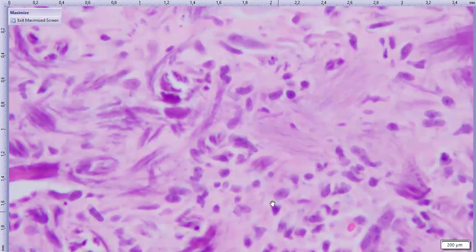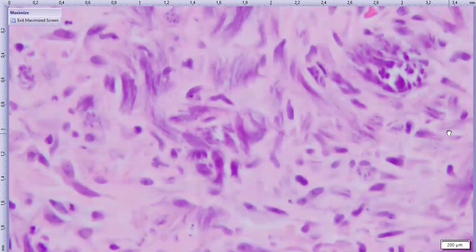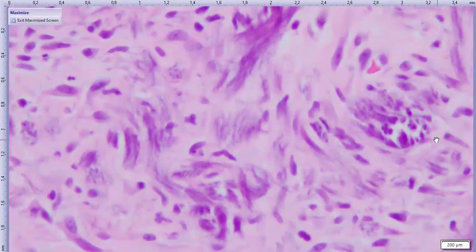We also have a mixed bag of inflammation here. There might be a few neutrophils, some lymphocytes, and some plasma cells. So these are the main findings of this case. Here is an area where it's almost more coarsely chunky again.